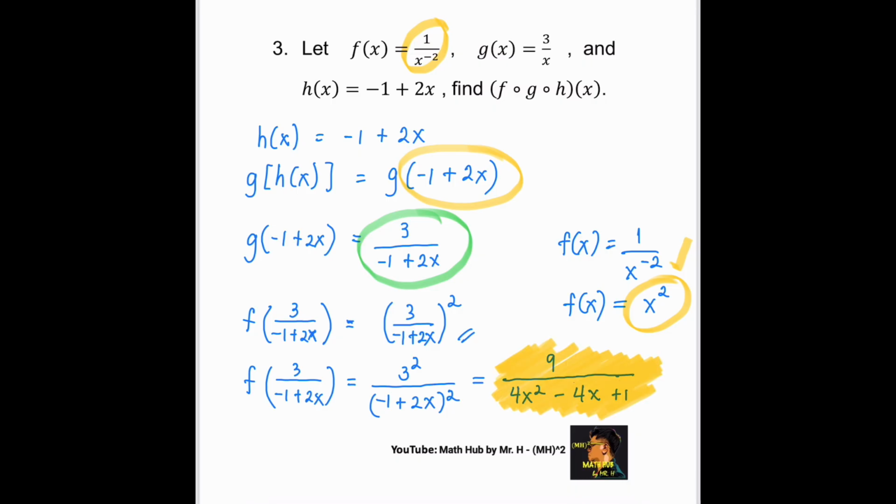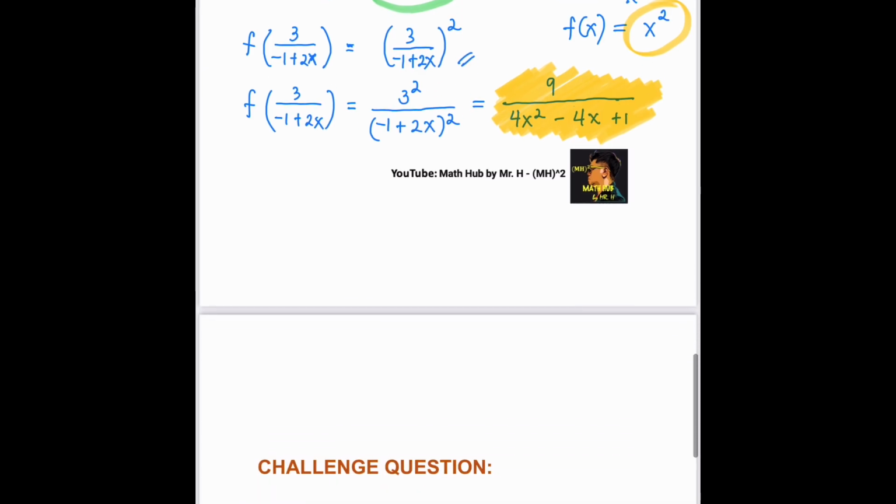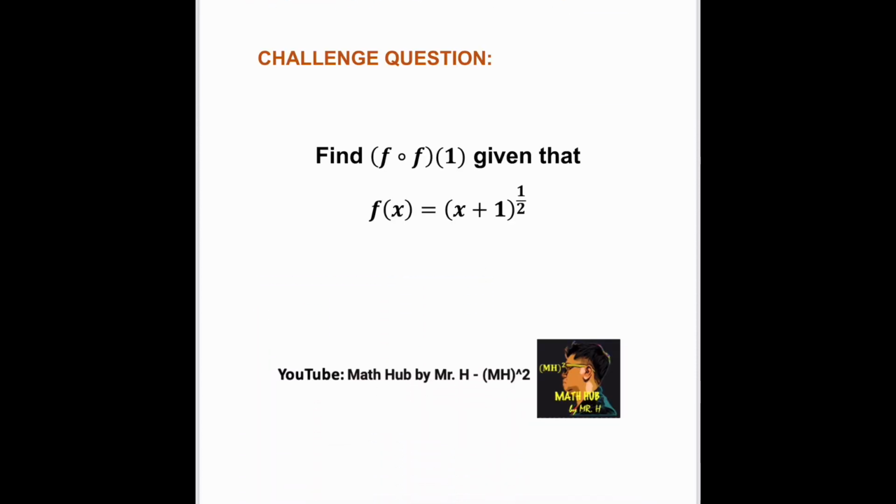And for the challenge question, get ready with your pen and paper and answer this. All right, if you have the answer to this question, please remember to leave a comment below with your answer.